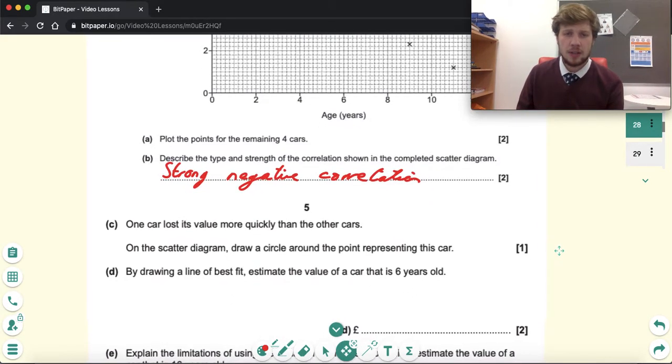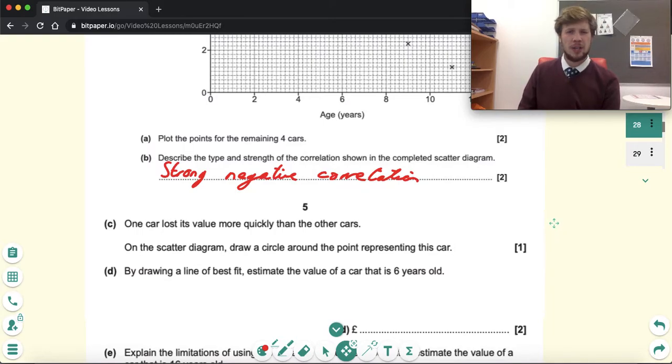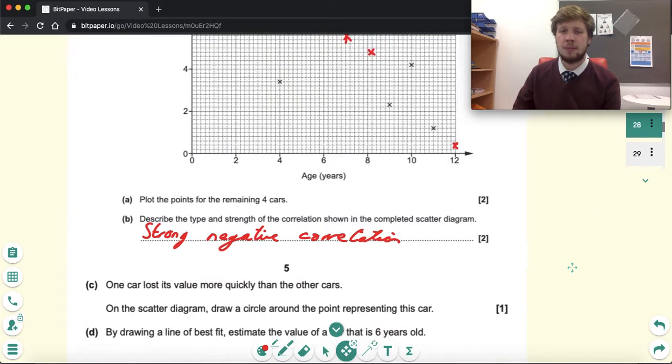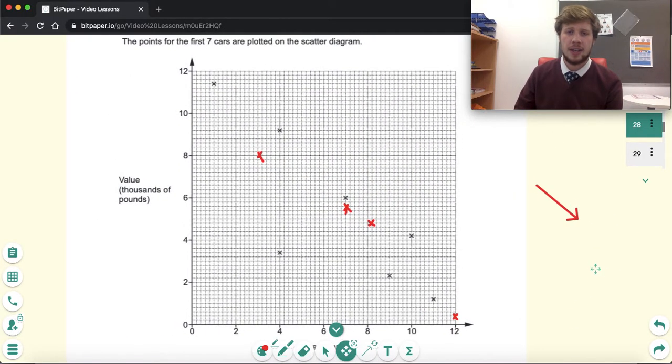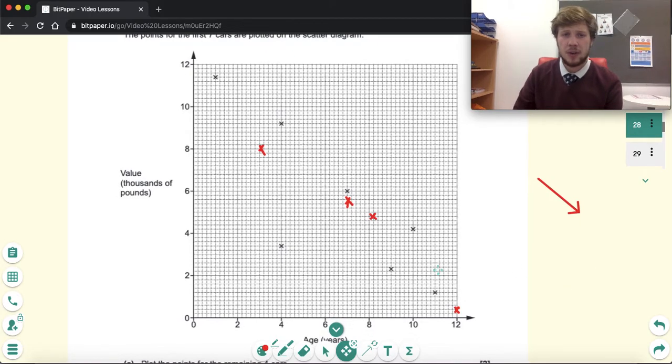One car lost its value more quickly than the other cars. On a scatter diagram, draw a circle around the point representing this car. While looking at here, which point doesn't look like it follows this trend? Well, it would be this value here because it lost nearly £10,000 in the first 4 years, whereas another car only lost about £2,000.